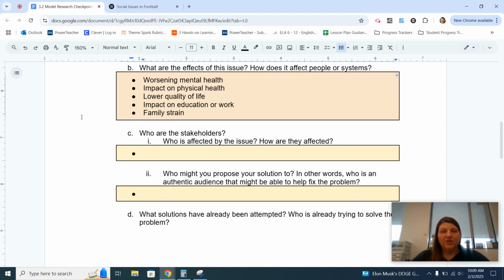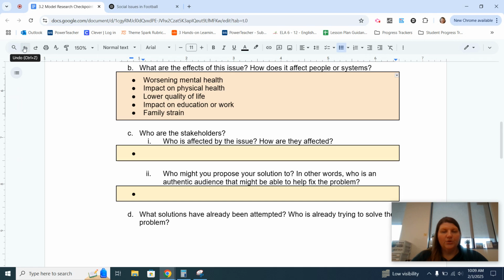There's an impact on education or work, so not being motivated to do schoolwork, not wanting to go to school, those kinds of things. And then family strain. There's definitely been an increase in conflict between my child and other members in our family because of their issues.